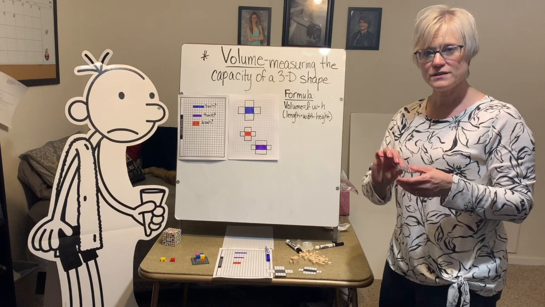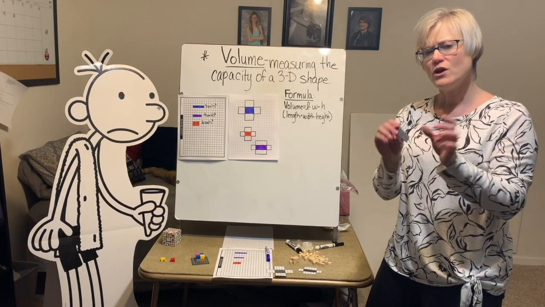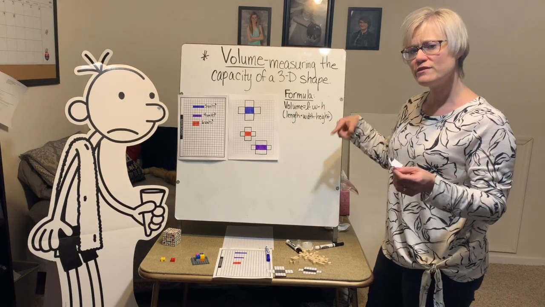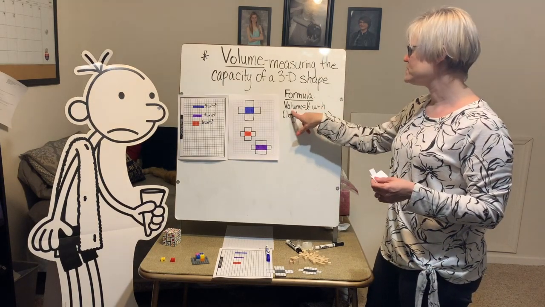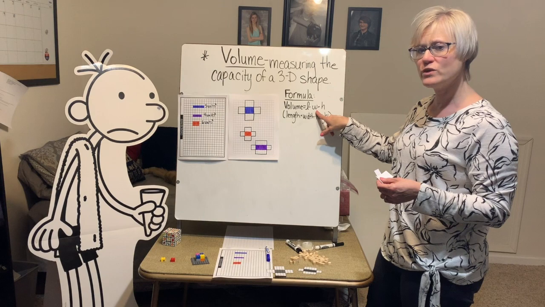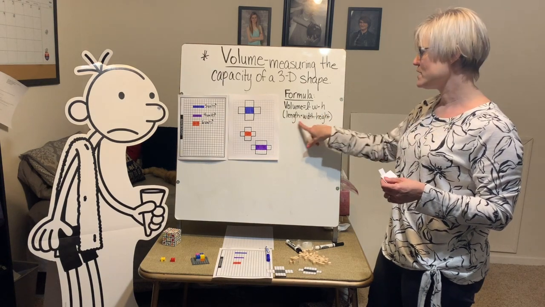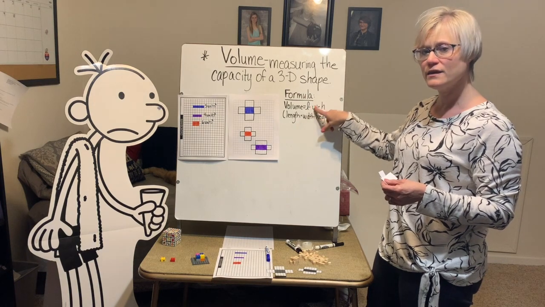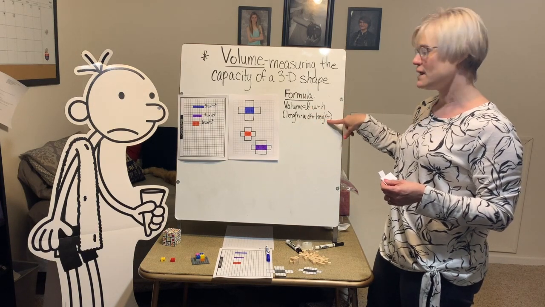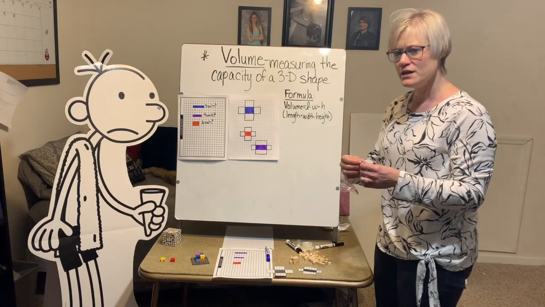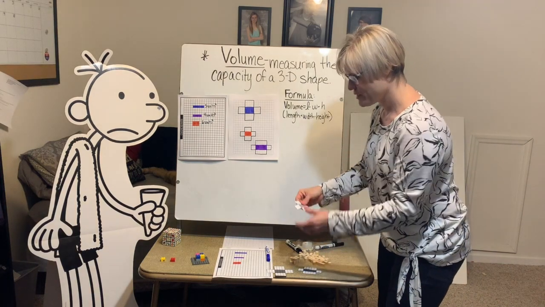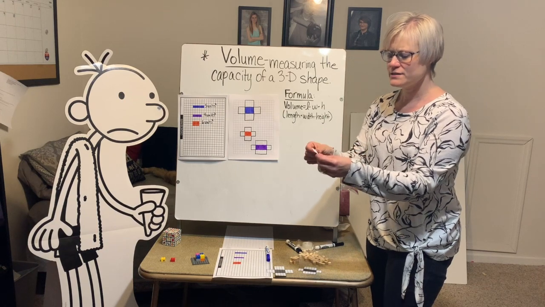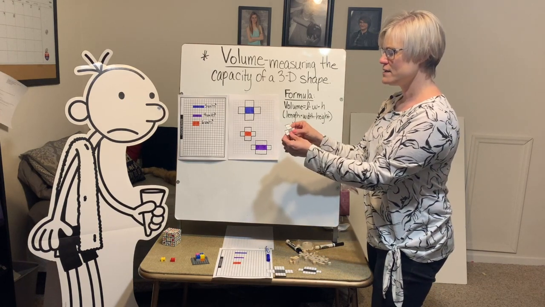Okay, now that you've cut these out, let's talk a little bit about how we can construct these in order to show the volume. So we remember that the formula for volume is length times width times height. Okay, so I have it written out here in words, but then I also have the L for length, the W for width, and the H for height.